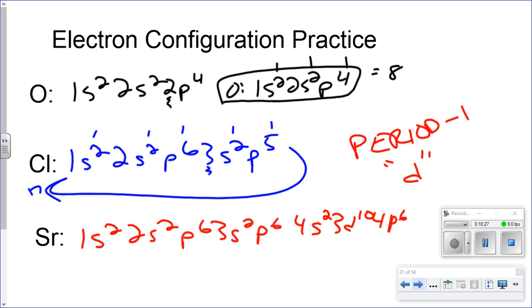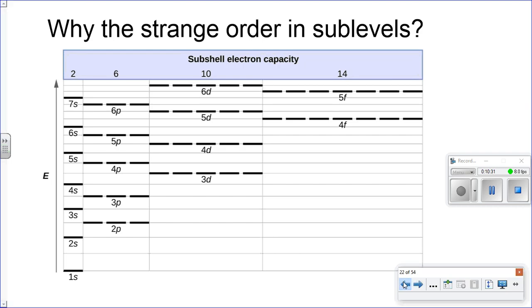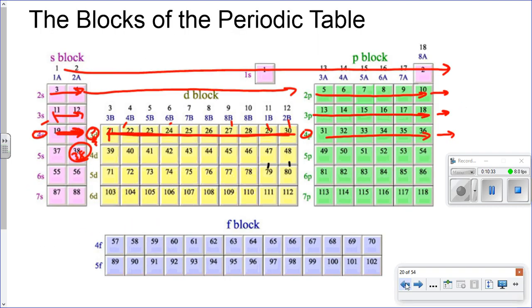4p6, still not done. So let's keep going. Now, you'll notice that I went back to 4. It turns out that the S and P block are equal to the period that you're on. So if I'm on the 4th period, it's 4s and 4p, but it's 3d because it's one behind.